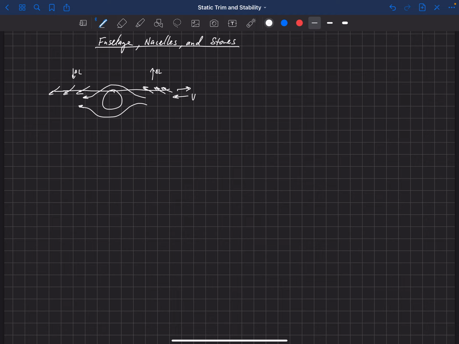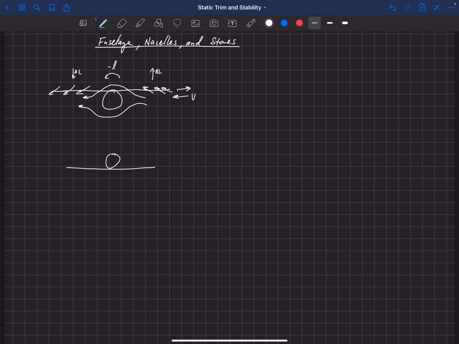Okay, so for positive beta, we are now going to create a negative rolling moment. All right, so a high wing is stabilizing in roll. It creates a negative rolling moment. And we can now look at a low wing configuration.